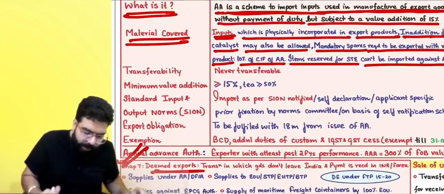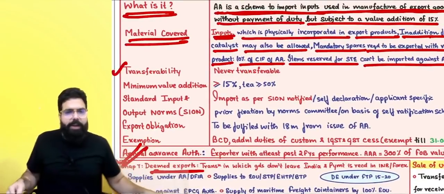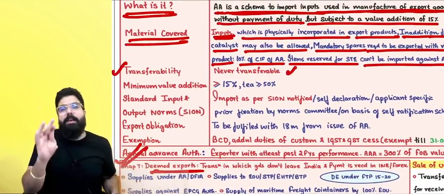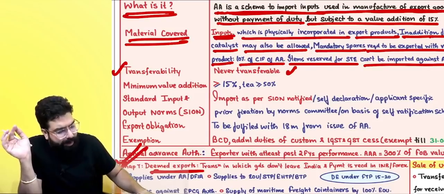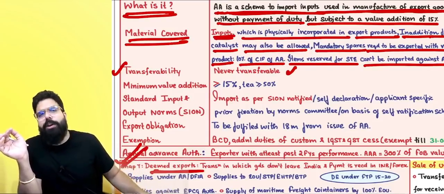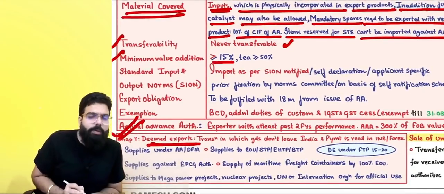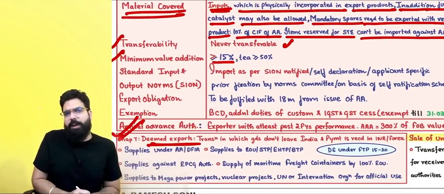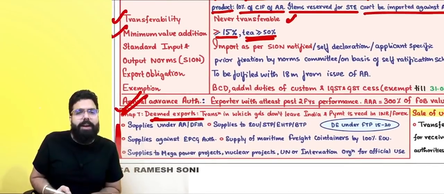Okay, next. Sir, can I go ahead and transfer the advance authorization received? Can I give it to my friend? Baba, it is for you. It comes with the actual user condition, which means whoever has been given the advance authorization can only use it. You can't give it to your friend. Sir, minimum value addition is greater than or equal to 15%, at least 15% value addition has to be done. In case of T, greater than or equal to 50% value addition.